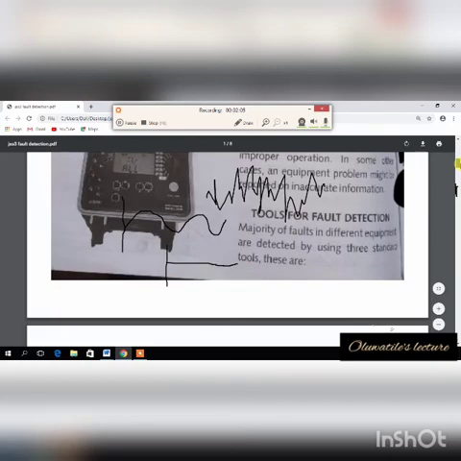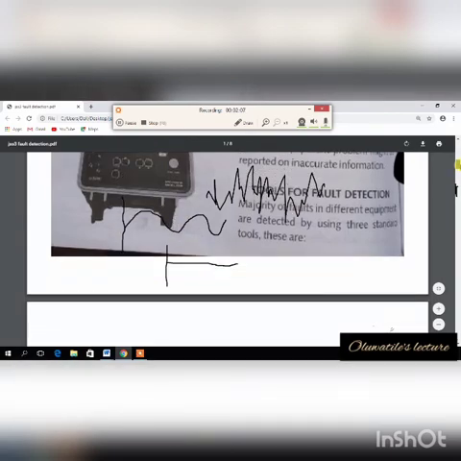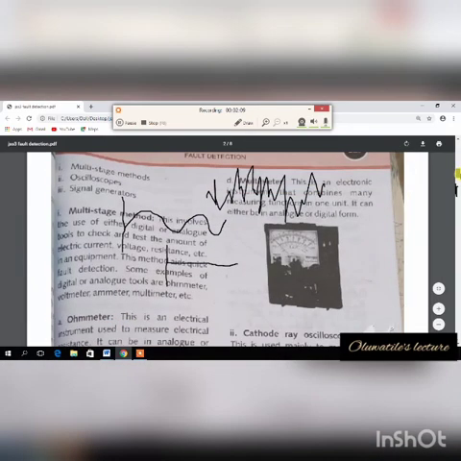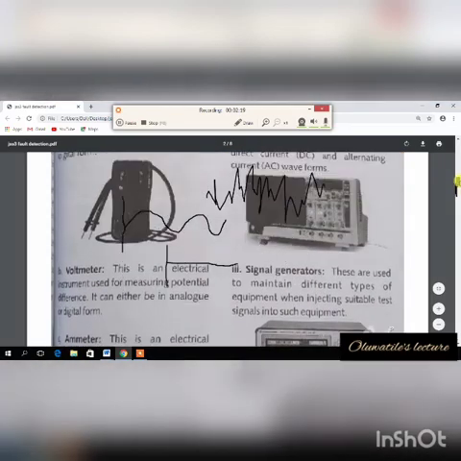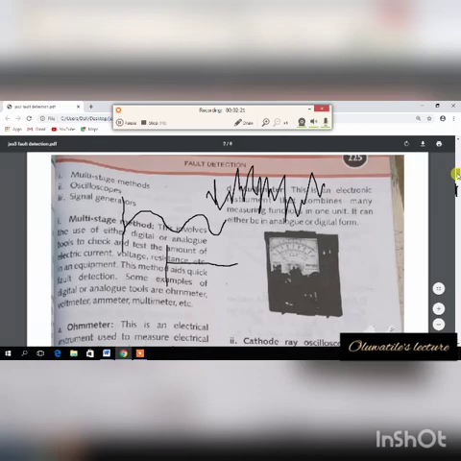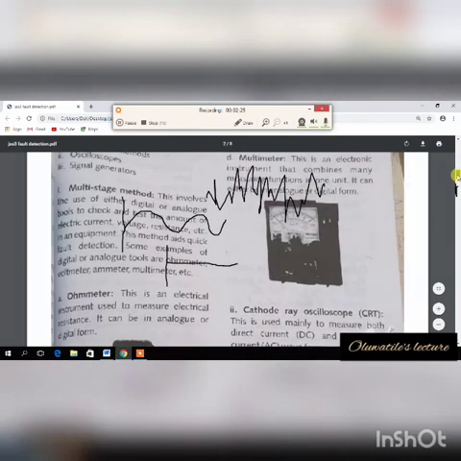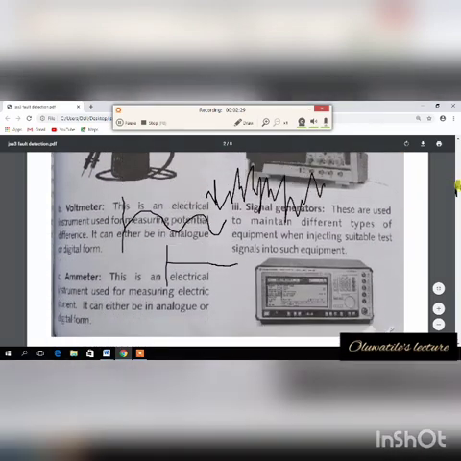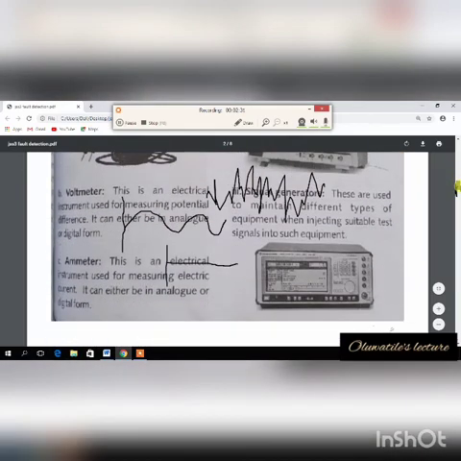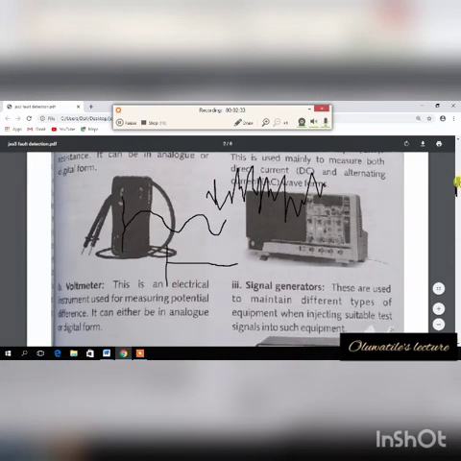And we have types of fault detection. We have three standard tools: the multi-stage methods, the oscilloscope, and the signal generator. Under the multi-stage methods, we have four tools: the ohmmeter, the voltmeter, the ammeter, and the multimeter. And we've said all their functions. And the other tools, the oscilloscope and the signal generator, we've said what they are used for.